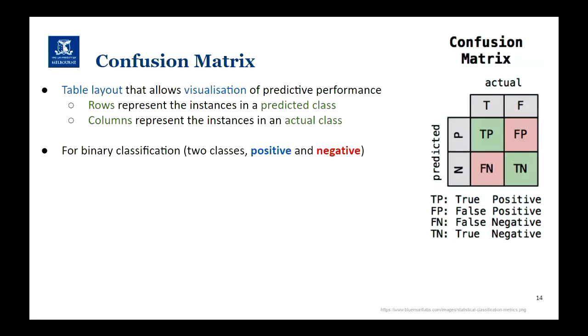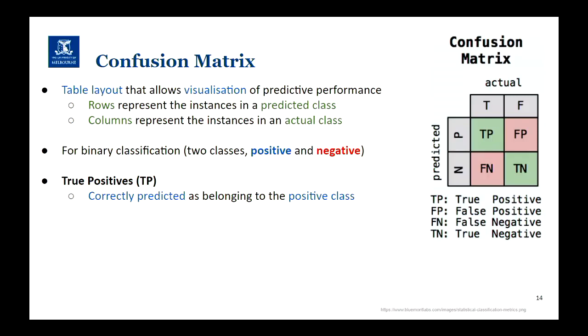For binary classification, we'll have two classes. Let's call them positive and negative, and we'll have 4 components. The first one is true positives. True positives are items that have been correctly predicted as being positive. So a true positive: I predict it as positive, and it really is positive.